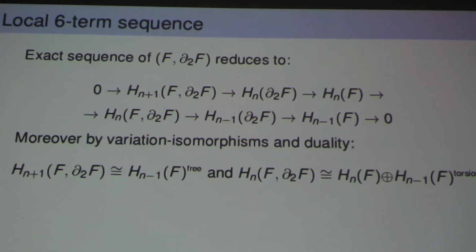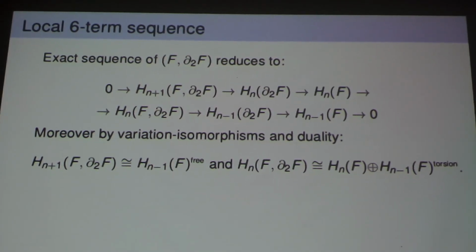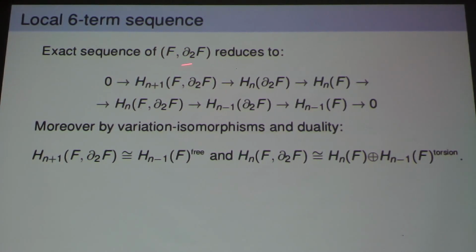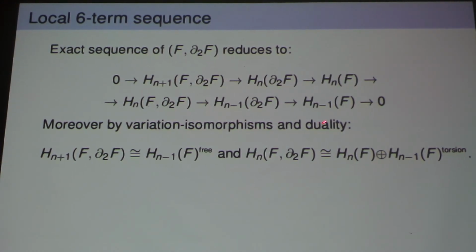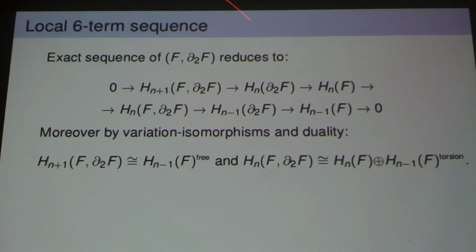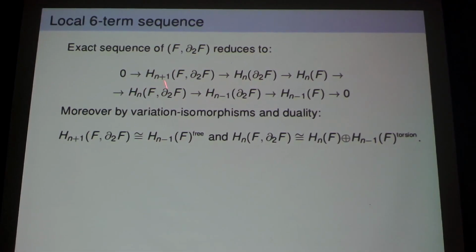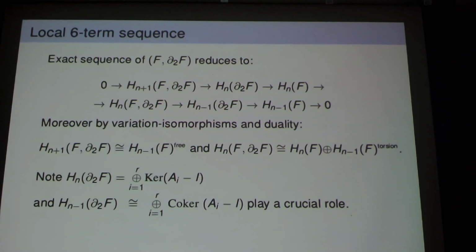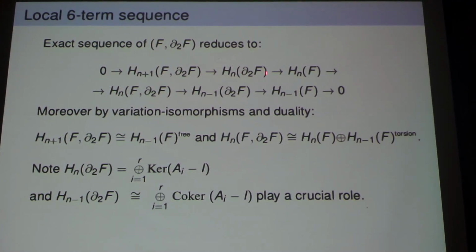But there is some extra effect about this, that since there's a duality in this sequence. In fact, this guy is dual to that guy. It's a combination of a variation mapping and a duality. So in a certain sense, the first and the last are dual, and the two middles are dual, and the two middles, this one and these two, are dual. And moreover, the kernels and the cokernels, they are here in the right place.